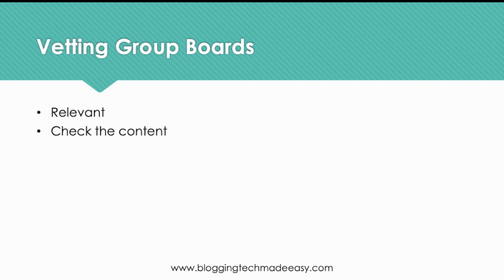Then you want to look inside that group board at the pins. You want to make sure that content is getting updated regularly, that it really does match the title of your board, and that it's something that your audience wants to see. You also want to pick group boards that don't have too many contributors. It's really about collaboration with other bloggers, and if there are too many contributors, your content may get lost in the mix. Less than 20 contributors is ideal, less than 10 is even better, because you want to be able to work with the other users to share great content on Pinterest.